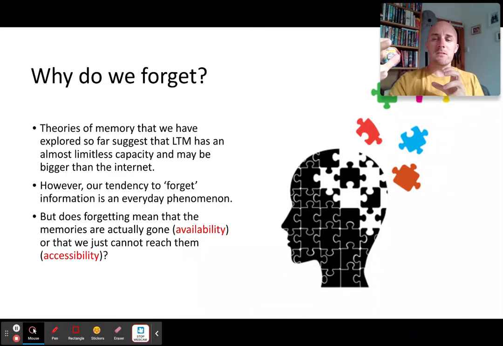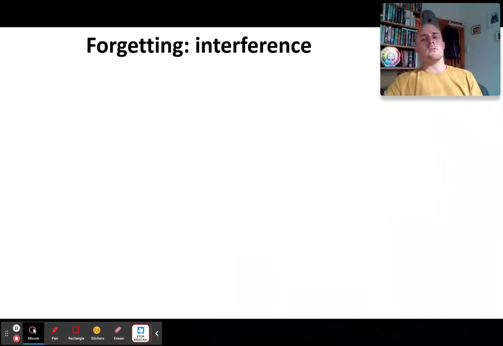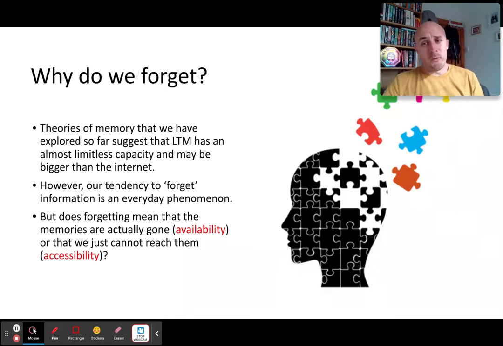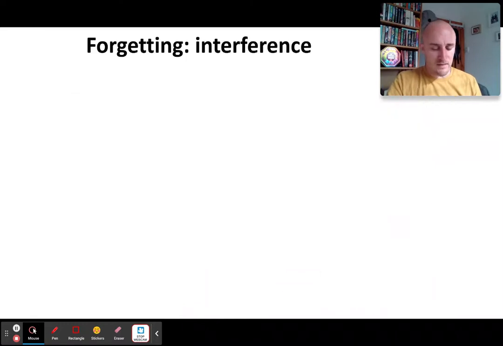So sometimes we can't quite access the memory. We need a little bit of time to be able to get to it and then know what it is we're talking about. So let's start. And by the way, that's what most theories we look at are. It's an issue of accessibility. You haven't deleted the memory. You've merely lost access to it. So let's start with interference to begin with.